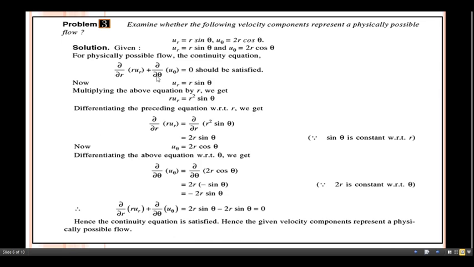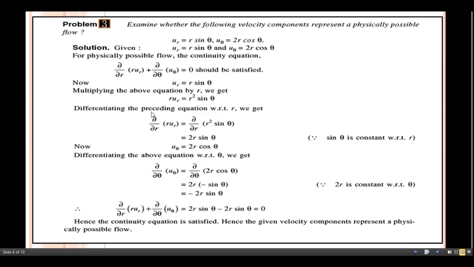For that, if I substitute everything here, and once we get the value of this as 0, then this equation will be satisfied. So in this case u_r is given. To get r multiplied by u_r, we should multiply by this r on the left side as well as on the right side. So what do we get here? r into u_r equals r multiplied by r, which is nothing but r squared sin θ.